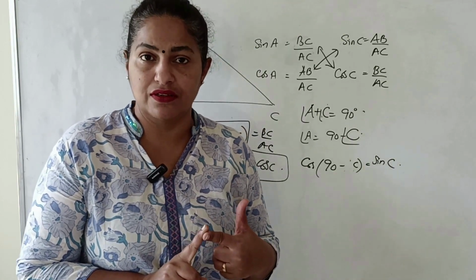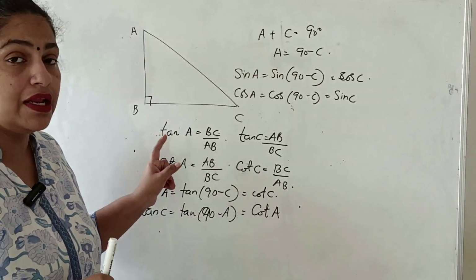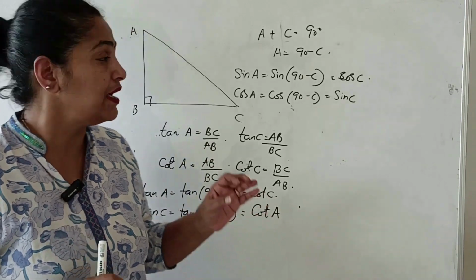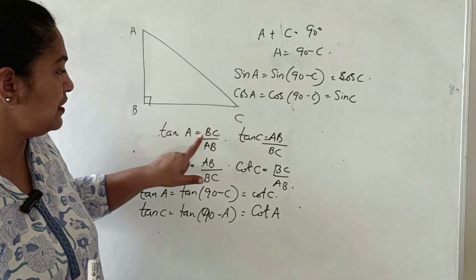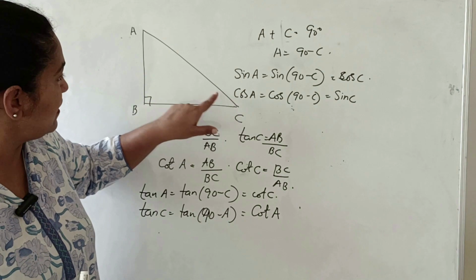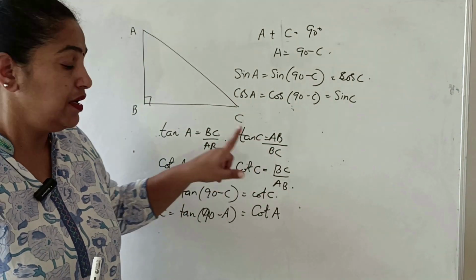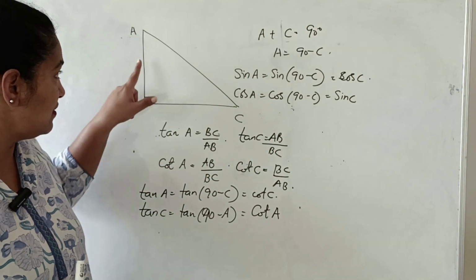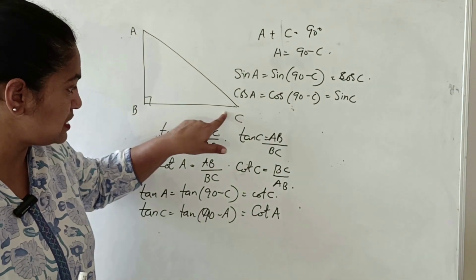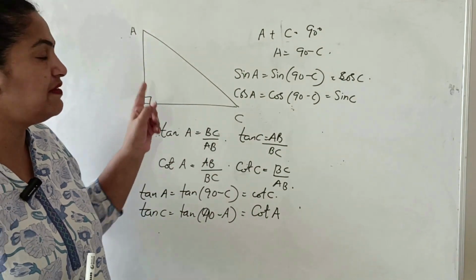Now let us talk about the other trigonometric ratios and see which of them are complementary to each other. Let us now have a look at the tan angle. What is tan of angle A? Opposite side by adjacent side. What is tan of angle C? AB divided by BC. What is cot A? It is adjacent side by opposite side, and cot C is BC divided by AB.